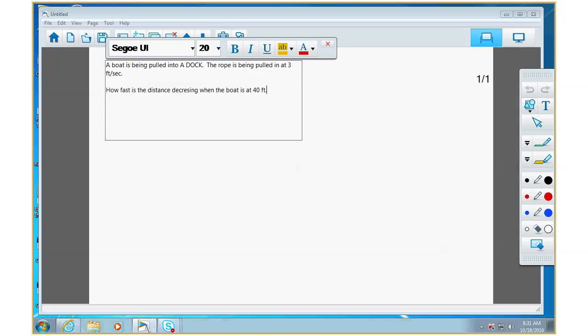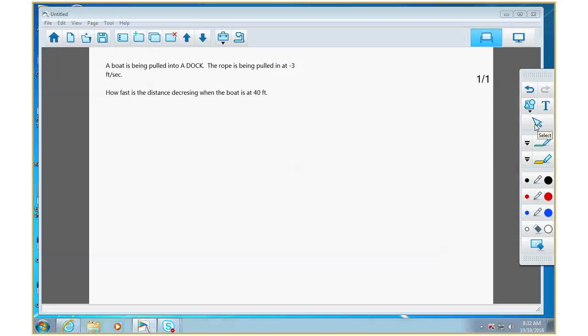I've got a couple of things. I'm going to draw a picture for you. And I'm going to put a negative right here, just to let you know, what is the rope doing as it's coming in? It's shrinking, it's decreasing, it's coming in, being wrapped around the reel. So that's why I'm putting a -3 there. It's really not going to make that big of a difference, but now I'm going to take a minute and draw you a picture.